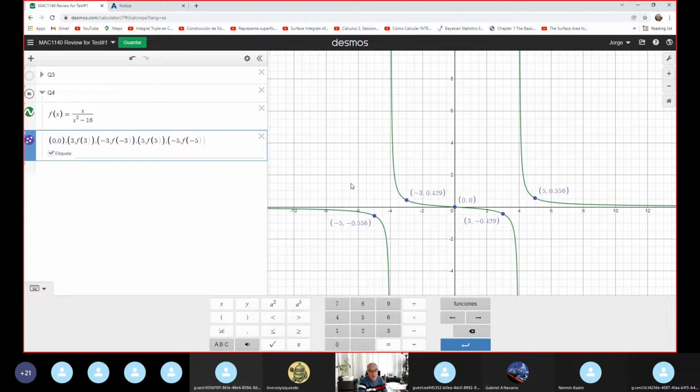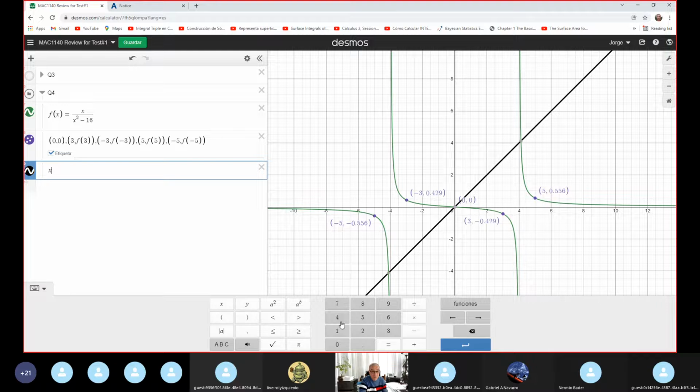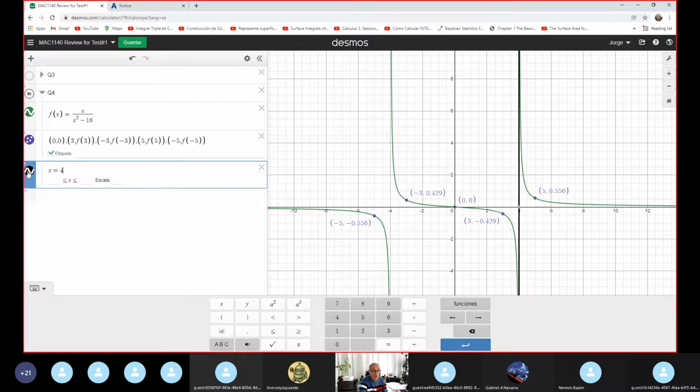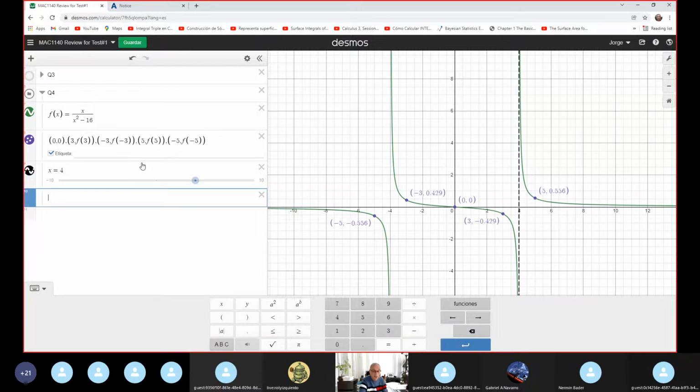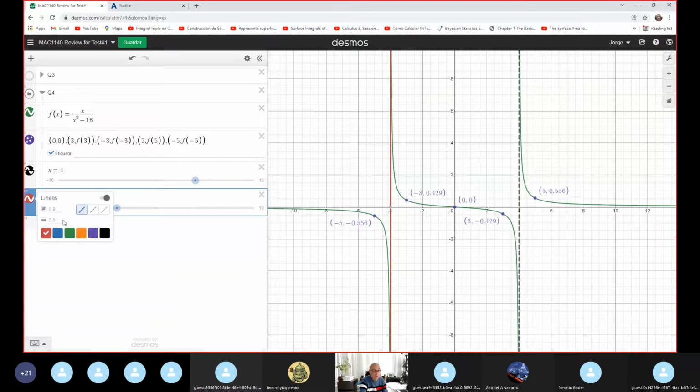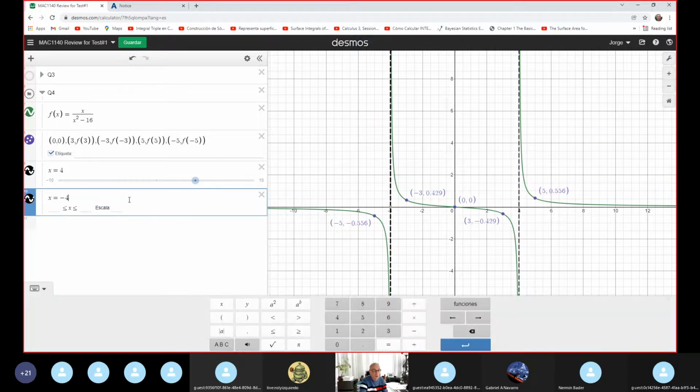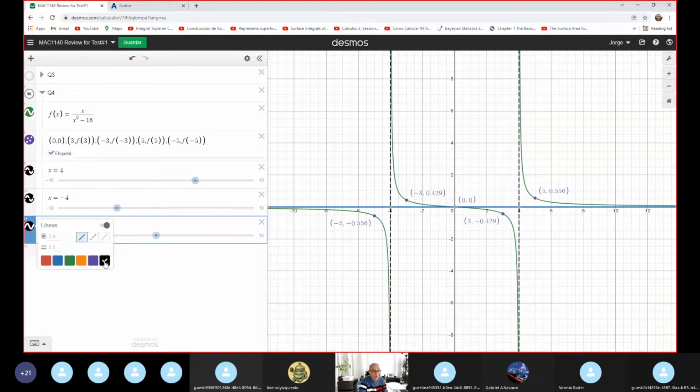In total we have 1, 2, 3, 4, 5 points. One more piece of information we have: the vertical asymptote at x equals 4, dotted line, and x equals negative 4. Black color, dotted line. And we also have the horizontal asymptote at y equals 0. Again, black color, dotted line.